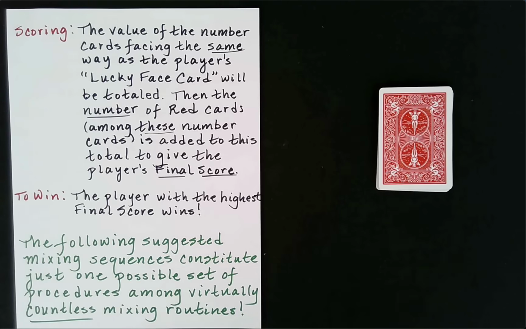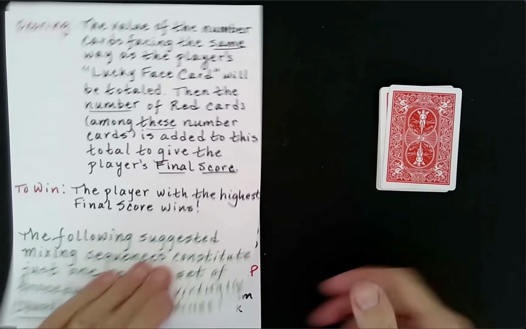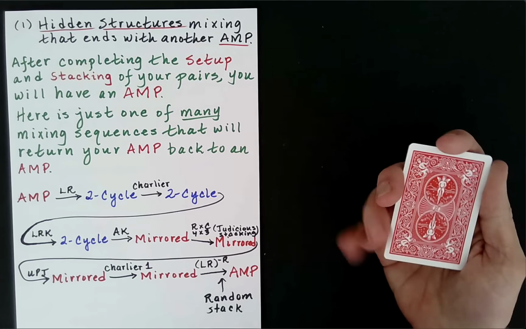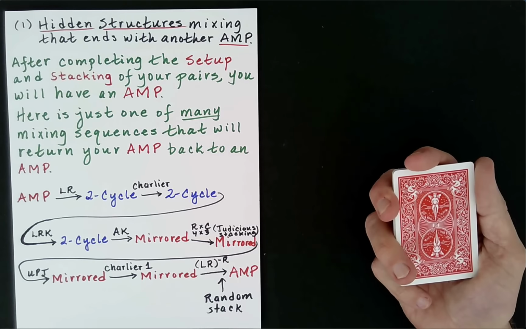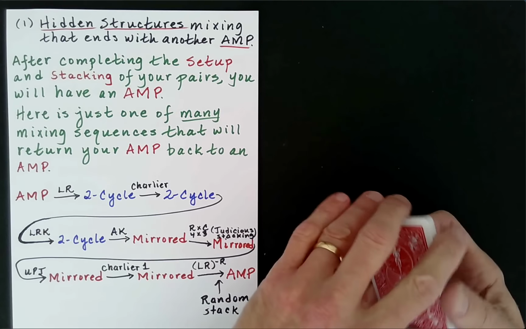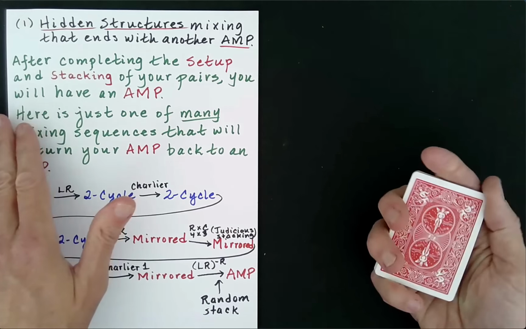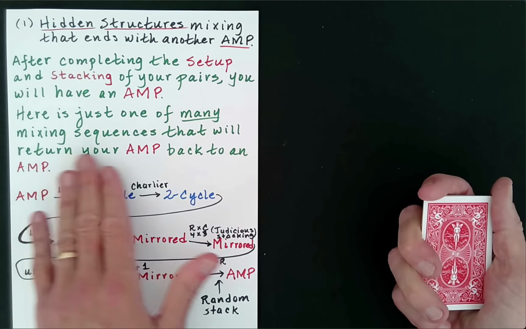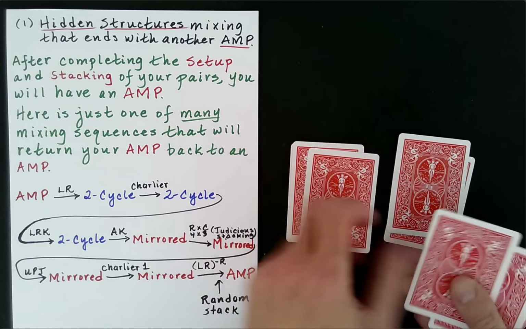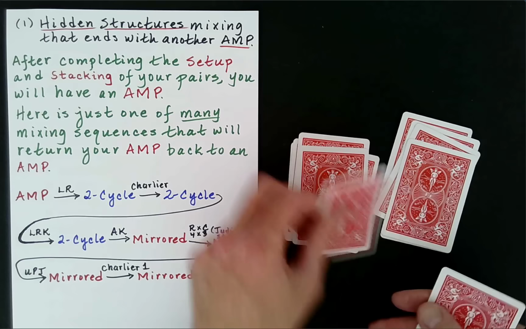Okay, so here's a suggested mixing sequence that constitutes just one of many, many, many possibilities for mixing these cards. So it's beginning as an AMP. So we're in the world of hidden structures. We're not dealing with Hummerism yet. Okay, so this is an AMP. So hidden structures mixing after completing setup. I don't know if I needed to have listed those, but I have.